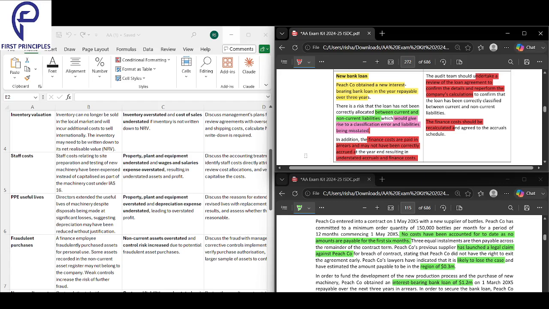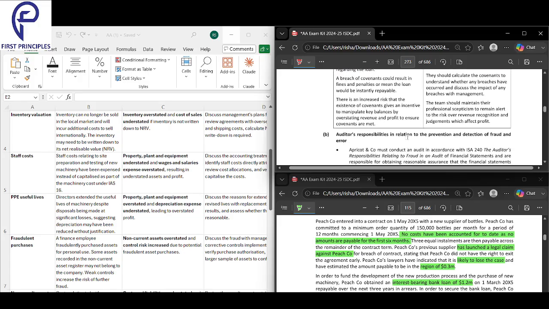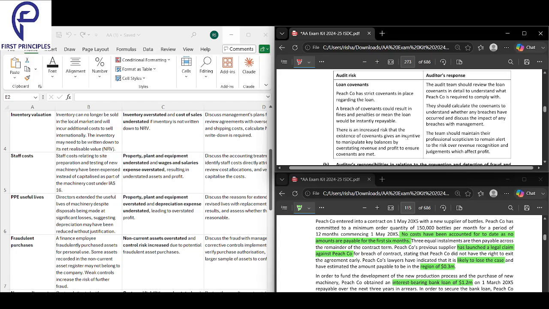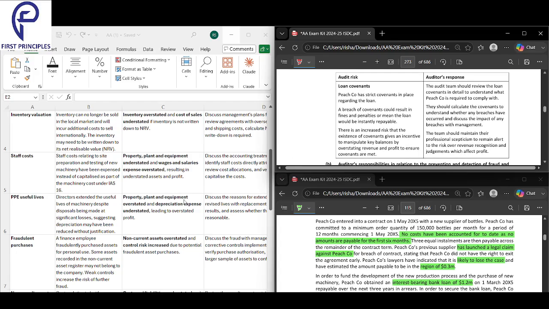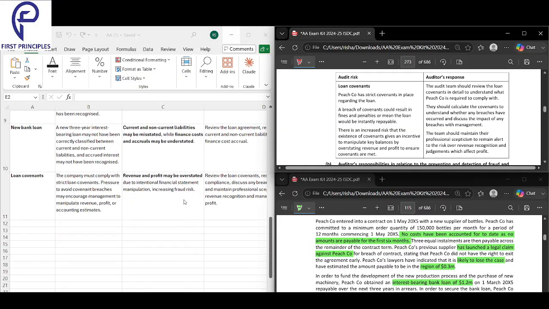The risk is that the interest, the finance cost, has not been calculated correctly. So you can recalculate it once and check if they have done it correctly.